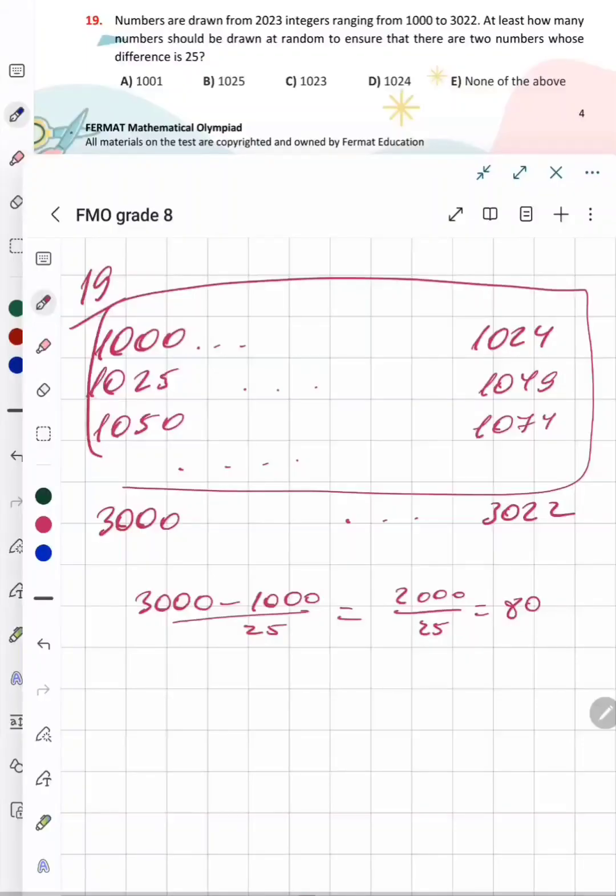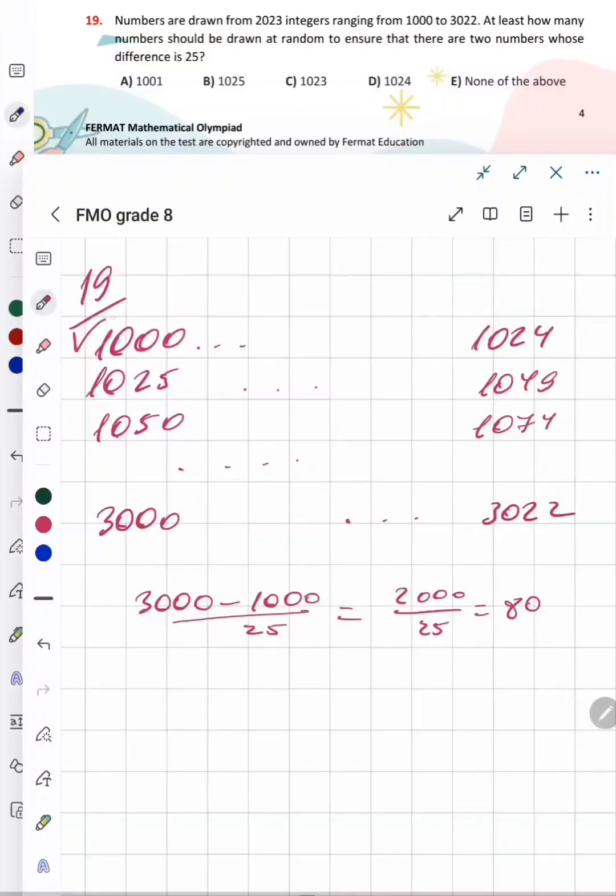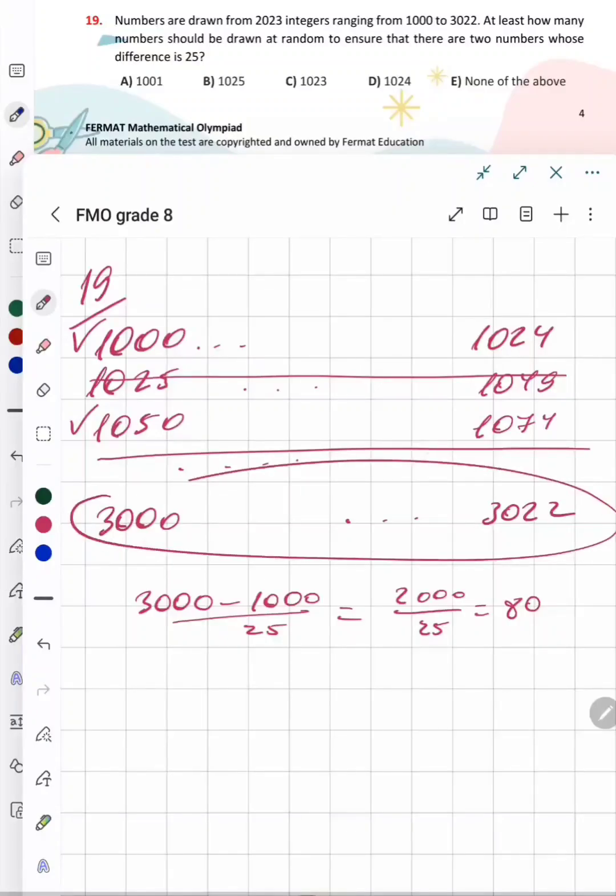Okay, now if we pick a number from the first block, we must avoid the entire second block. Otherwise, one number from block 1 and another from block 2 would differ by 25. So in general, we can only take from every other block. The worst case scenario will be to pick all 25 numbers from the first block and skip block 2. Pick all 25 numbers from block 3 and skip block 4. We will continue this pattern. Finally, from the last partial block, we may also take all 23 numbers.